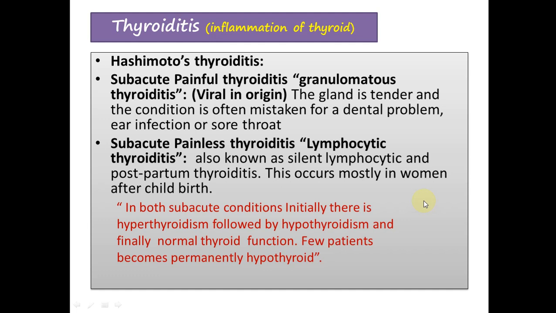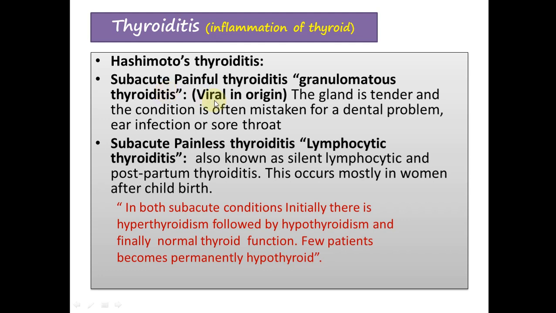Thyroiditis is inflammation of the thyroid gland. So the three most important causes of the inflammation of the thyroid gland and thyroiditis, one is the autoimmune Hashimoto thyroiditis. The two other conditions are transient conditions, and one is known as subacute painful thyroiditis. And it is also known as granulomatous thyroiditis.